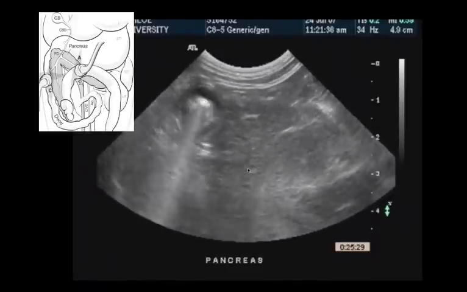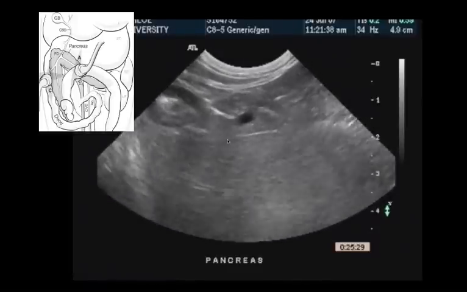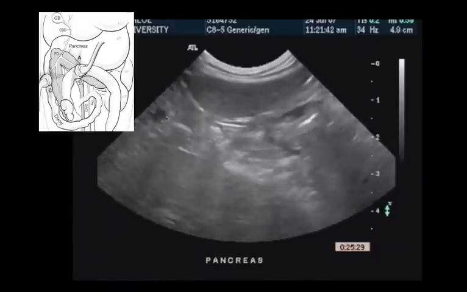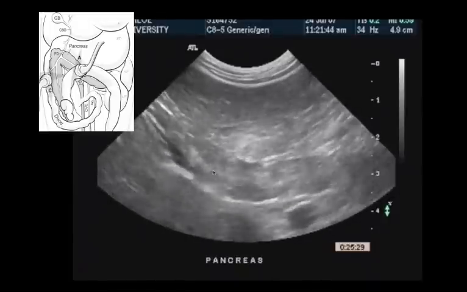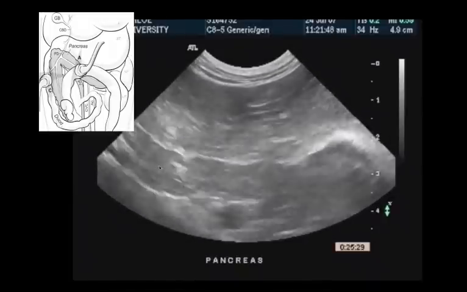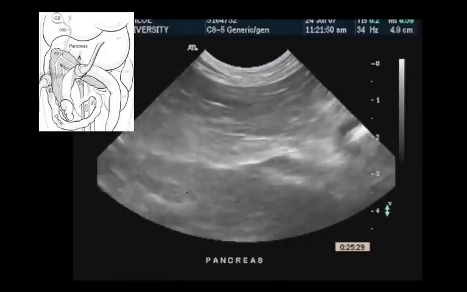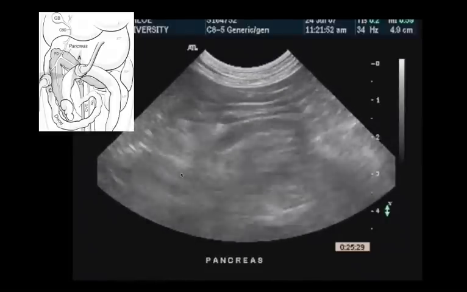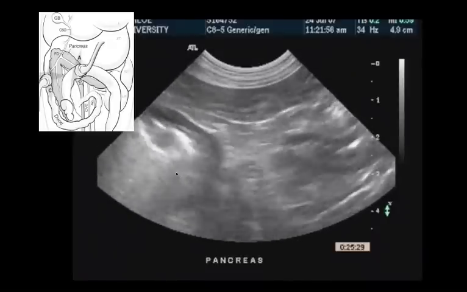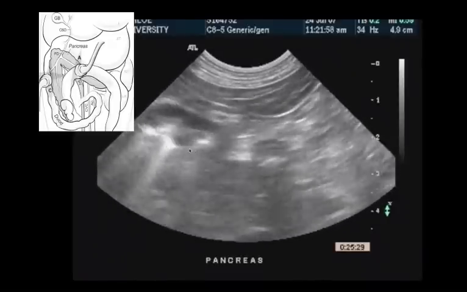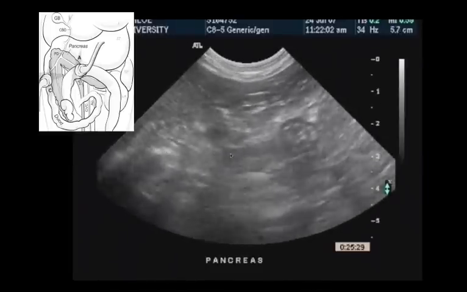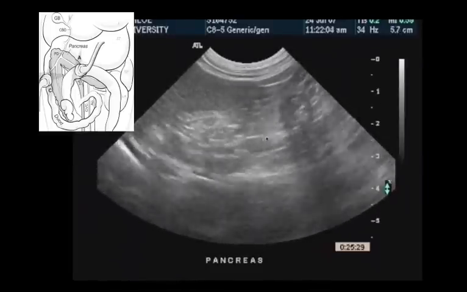Switching our probe 90 degrees, we are going to now see the pancreas as a more elongated structure seen here, almost isoechoic to the surrounding fat. Finishing the scan back near the stomach and the transverse colon, in between these two locations, the pancreas reappears.